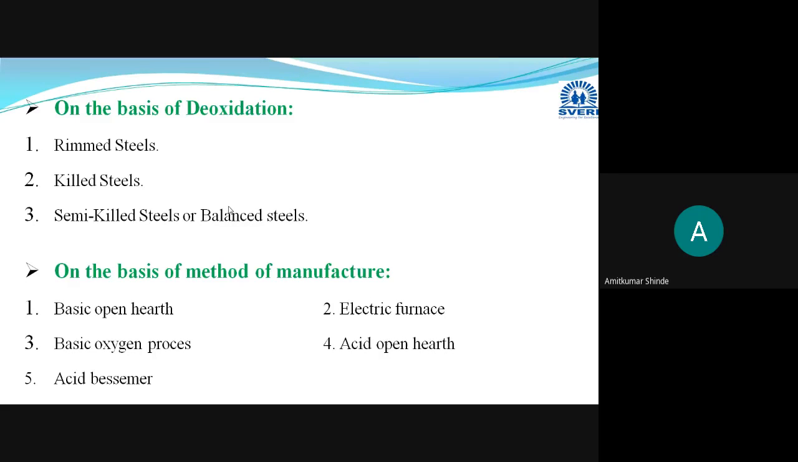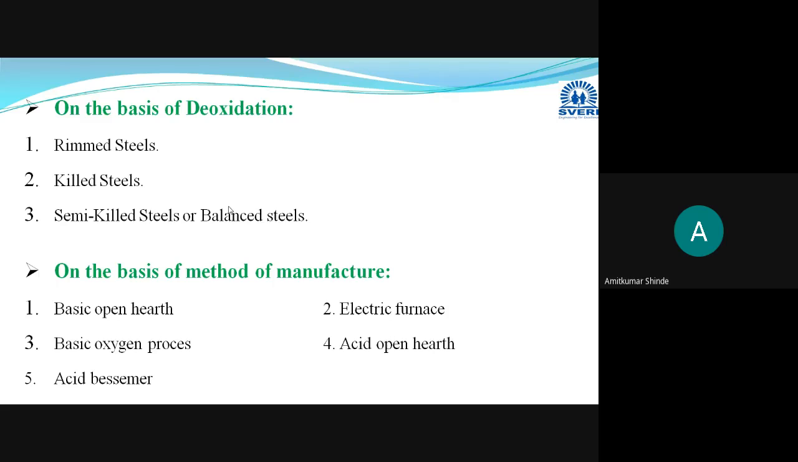And the third type is semi-killed or balanced steel. It is just the combination of rimmed steels and killed steels. So these are the three types on the basis of deoxidation: rimmed steels, killed steels, and semi-killed steels or balanced steels.